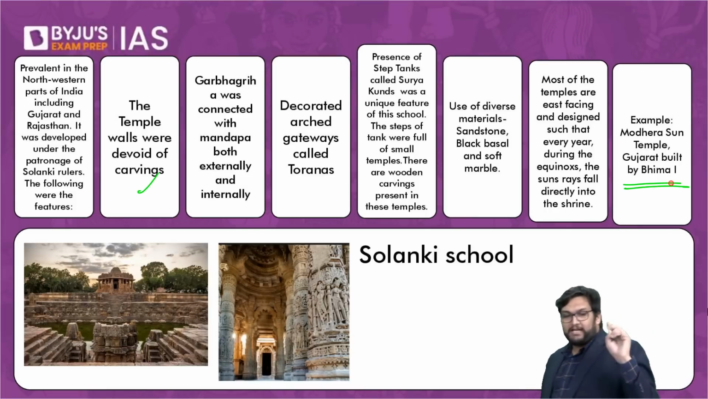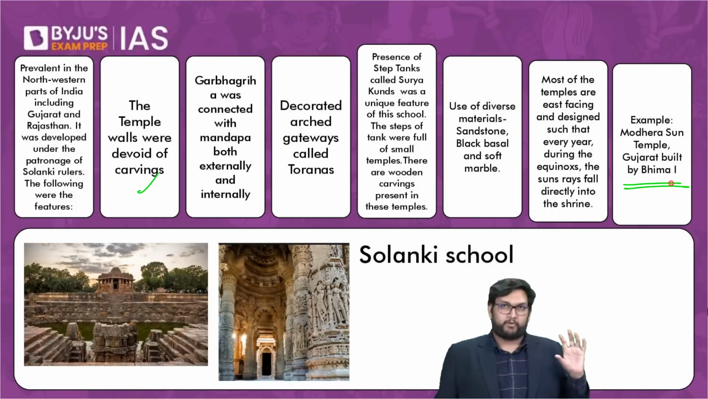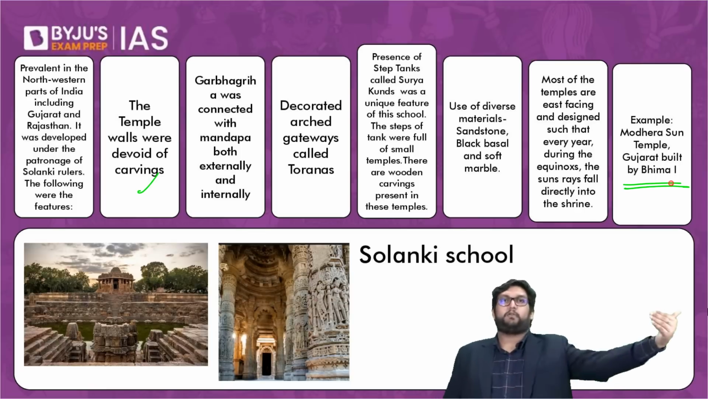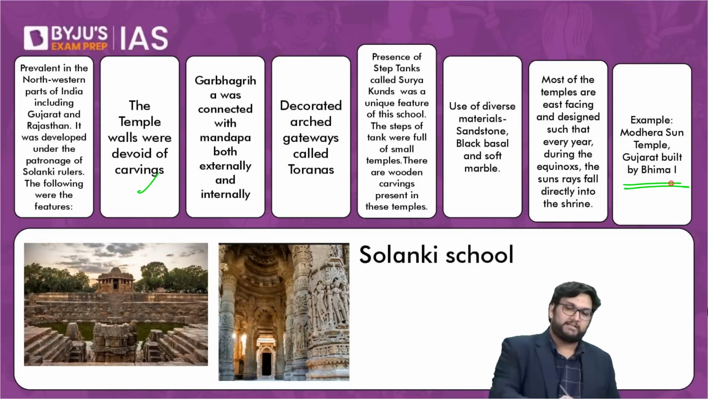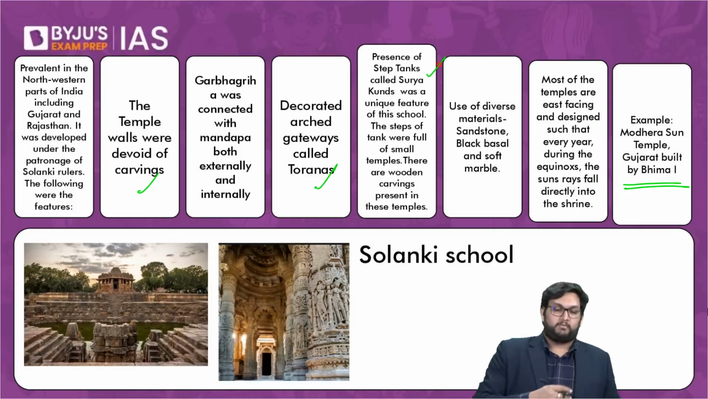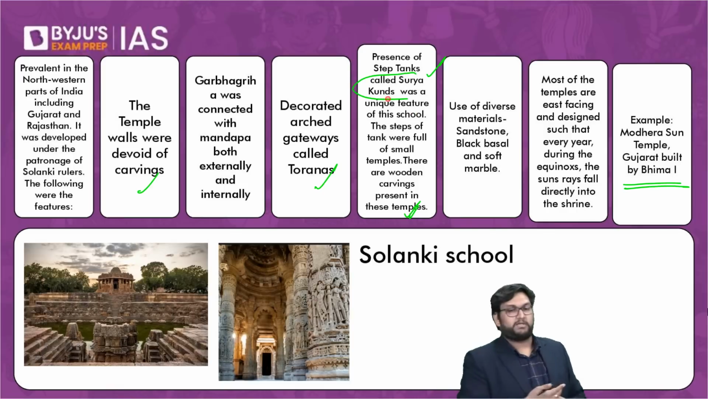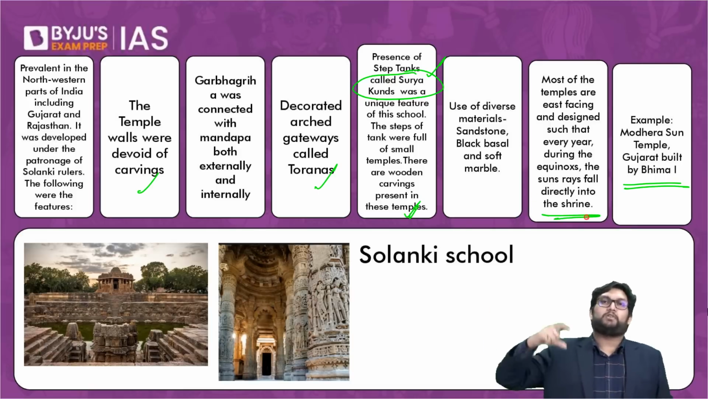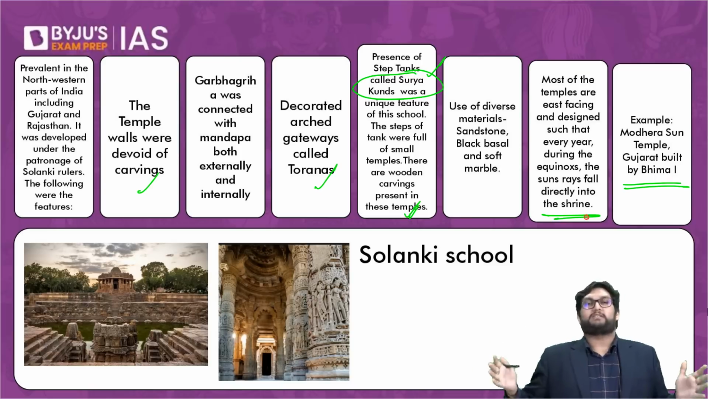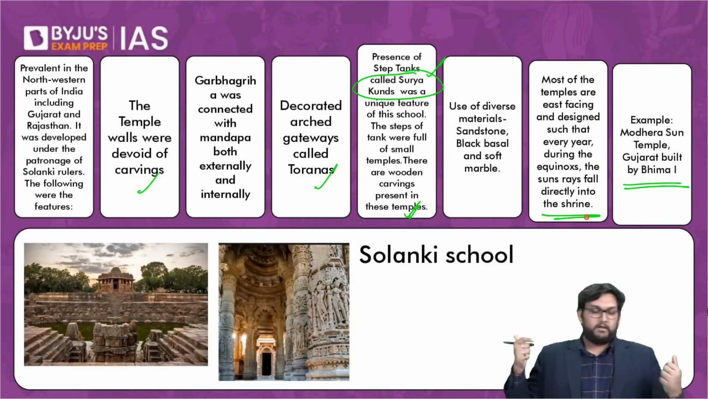So the Garbhagriha is connected to the mandap from the main entrance also, but from outside also. Decorated archways called torans are there. Stepwells, which are called Surya Kunds, are there also, because these are sun temples mostly, made out of the black basaltic rock which comes out of this area. Most of them face the east so as to get the first ray of light on the sun god itself. That is why it's called a sun temple.